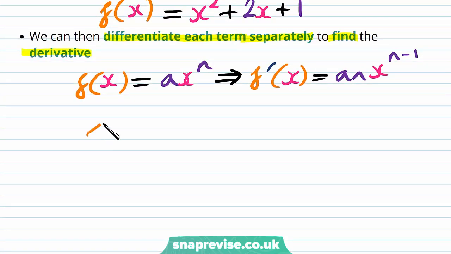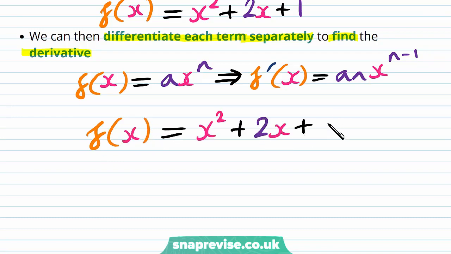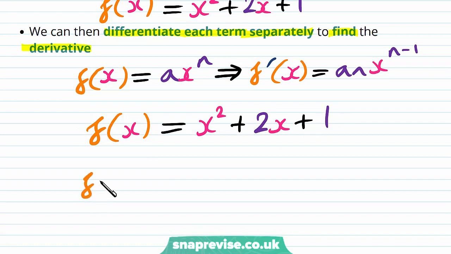And therefore, if we look at our function, f of x is equal to x squared plus 2x plus 1. To differentiate this function of x, all we need to do is to differentiate each term completely separately and add up the results of each derivative.